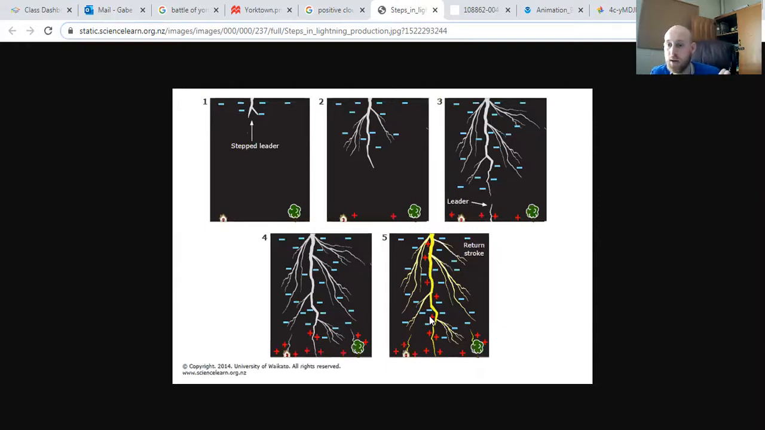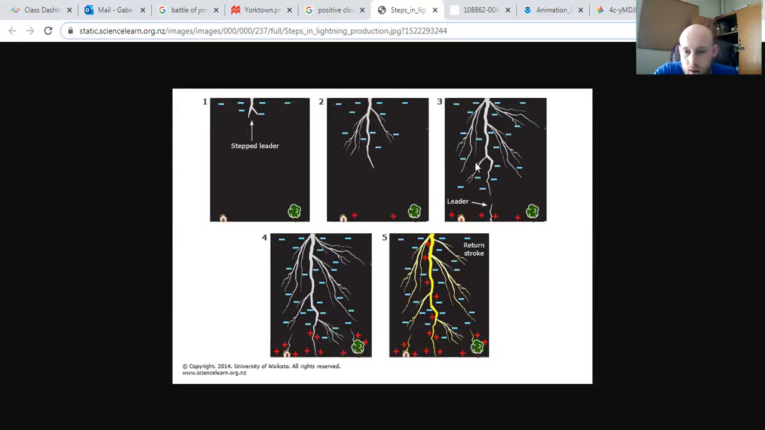So stepped leader is going to be a stream of electrons coming from the cloud towards the ground that moves jaggedly, okay? Not in straight movements, jerkily. A positive streamer is a stream of protons coming from the ground towards the cloud, okay? That's going to eventually connect to the stepped leader. And they connect about 100 feet above ground. And then we will have our return stroke, which is an upward flow of positive charge to the cloud.